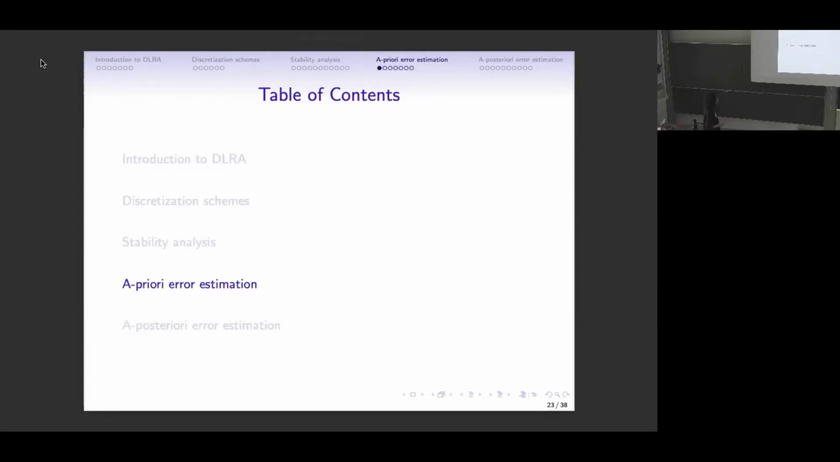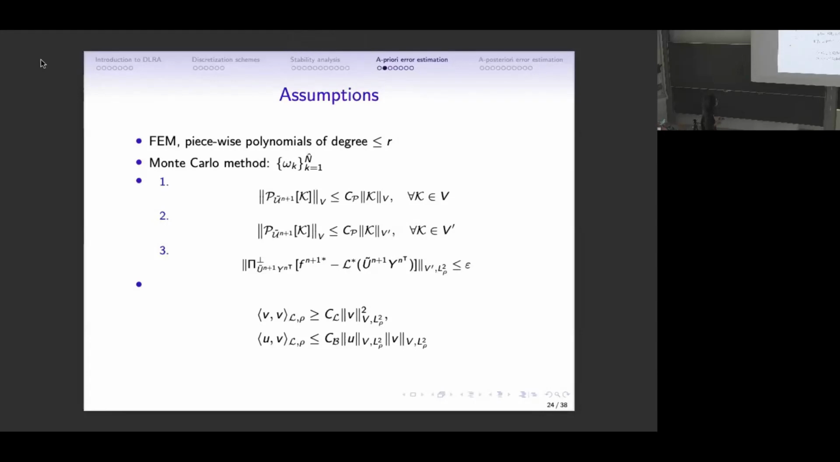These two error estimations are another way of showing how useful the variational formulation can be. For this work, we have more specified discretizations. We apply the finite element method with piecewise polynomials of degree smaller or equal than R. Then we use the Monte Carlo method. And then we assume these three conditions. The first two conditions say that the projection on the tangent space in the H scalar product is stable in the V norm. So this we need to assume.